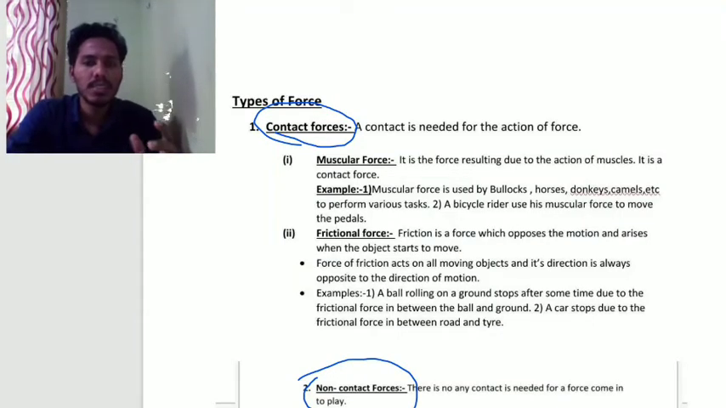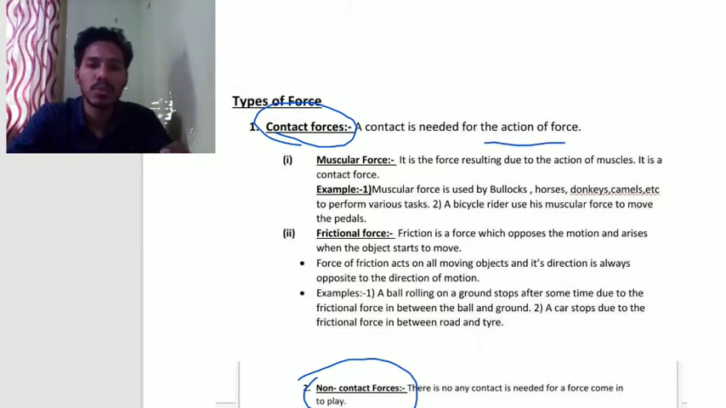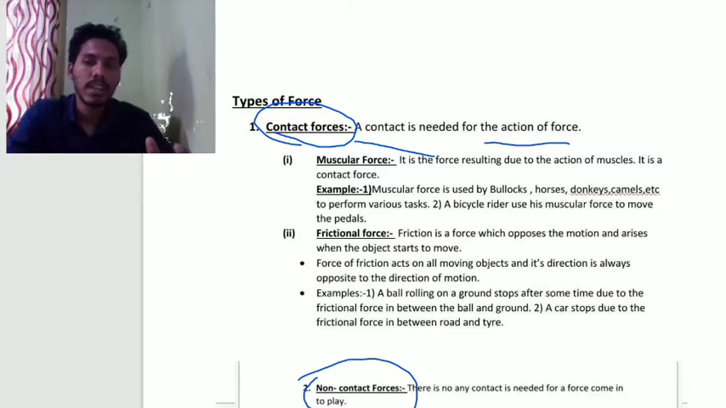And what is contact force? A contact is needed for the action of force. You can see the definition here. Contact forces are types of forces that need a contact to apply that force on any object. We can find muscular force and frictional force are the two types of forces included in contact forces.